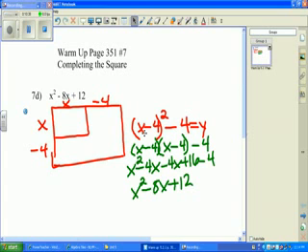Questions on completing the square? So if you have extra pieces, then at the end of your equation, you're going to add how many extras you had. If you were short pieces, you're going to write down how many you were short, but make sure you put a subtraction sign in front, because you were in the hole. You didn't have enough. Okay?